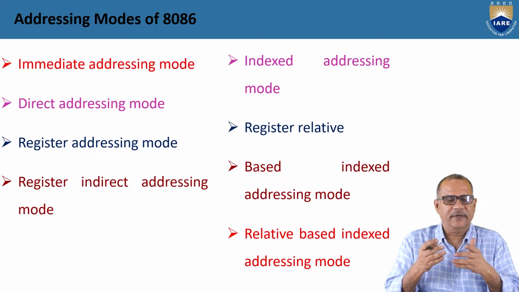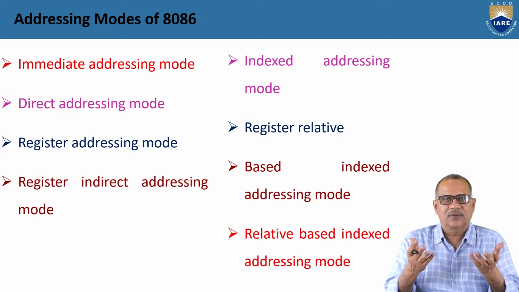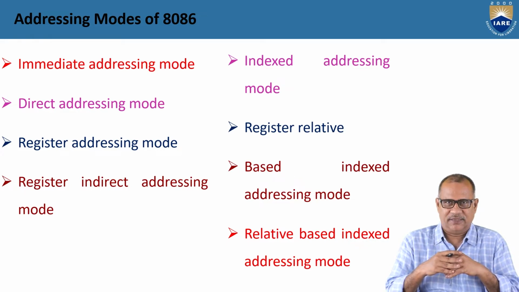So these are the different addressing modes. We have immediate addressing mode, direct addressing mode, register addressing mode, register indirect addressing mode, indexed addressing mode, register relative addressing mode, based indexed addressing mode, and relative based indexed addressing mode. These are all the different addressing modes used by the instructions of 8086.